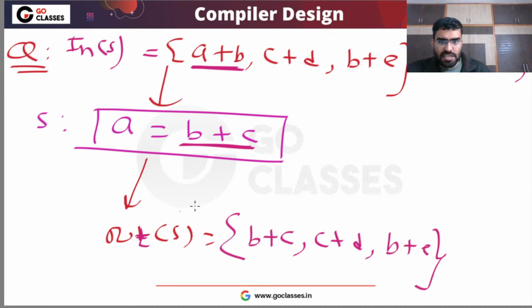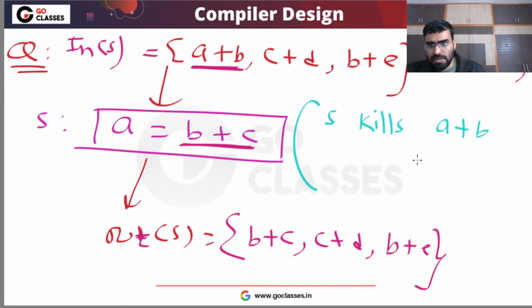So what instruction is killed by S? Can anyone tell me? Which instruction does S kill? S kills A plus B. Yes or no? S generates B plus C. S kills A plus B. Correct or not? Yes or no?